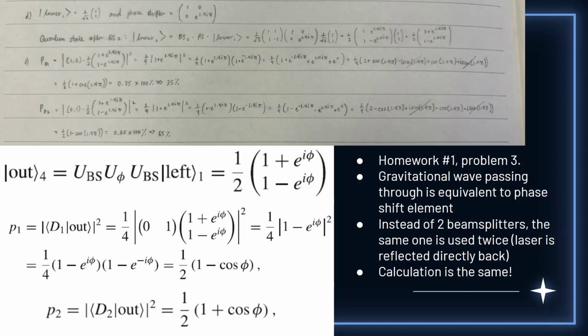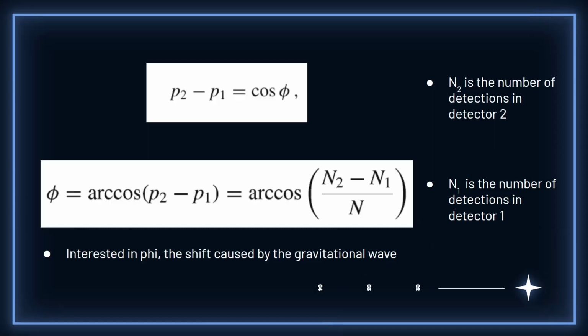Again, this is because the distortion of space is caused by the passing of a gravitational wave acting like a phase shifter, and because the laser is reflected back through beam splitter 1 twice, we can assume that it is equivalent to 2 beam splitters. We can then solve for phi by subtracting the two probabilities and rearranging the equation. This gives us the inverse cos of P2 minus P1.